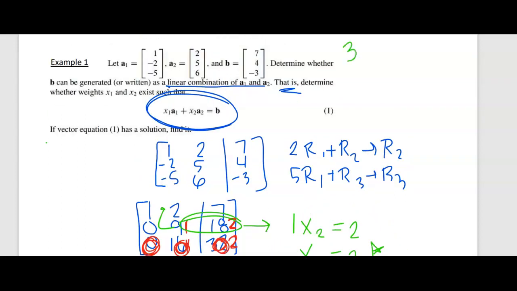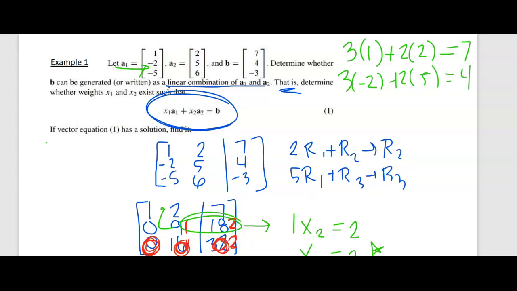Is 3, because that's my x1 weight, times 1 plus 2 times 2 equal to 7? Well, I would hope so. That's what we just solved, right? Is 3 times negative 2, looking here, plus 2 times 5 equal to 4? That is true. Is 3 times negative 5 plus 2 times 6 equal to negative 3? Also true. So this is a linear combination, and those are the two weights.